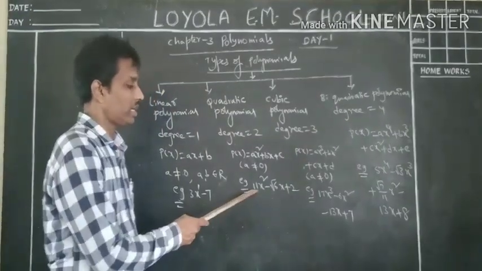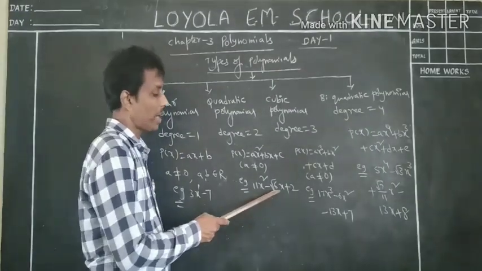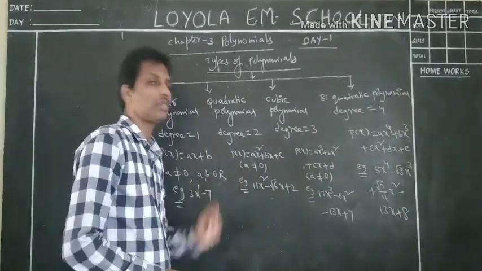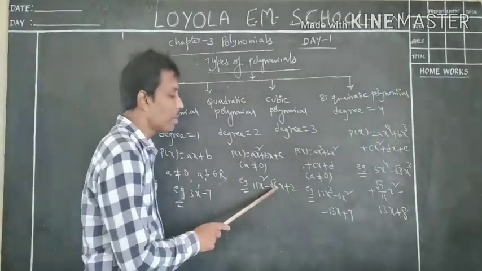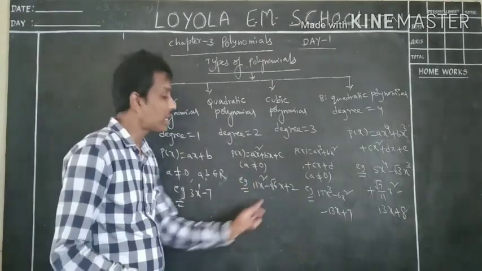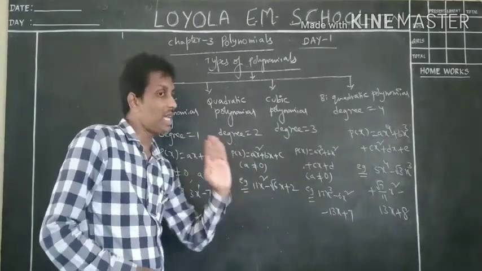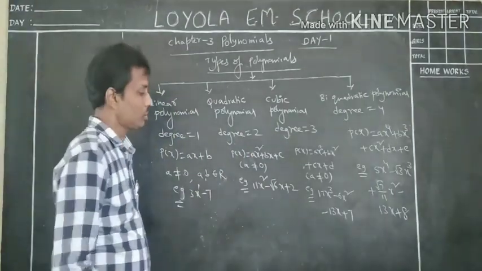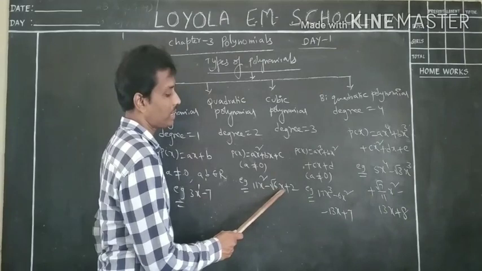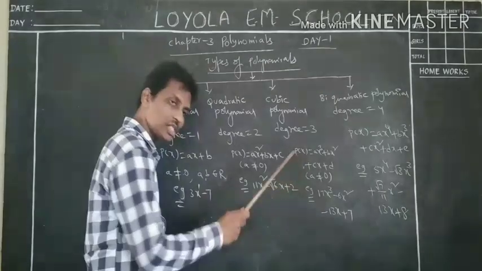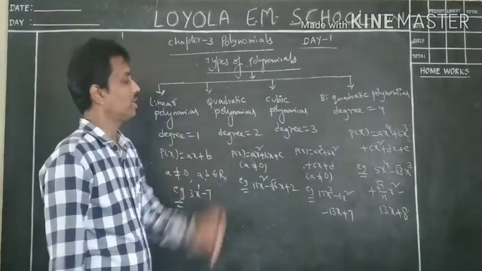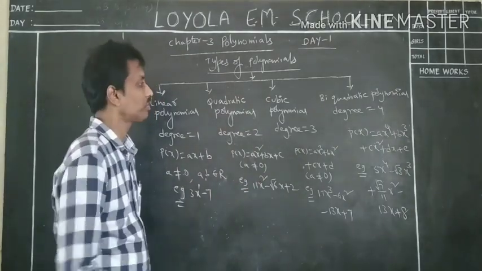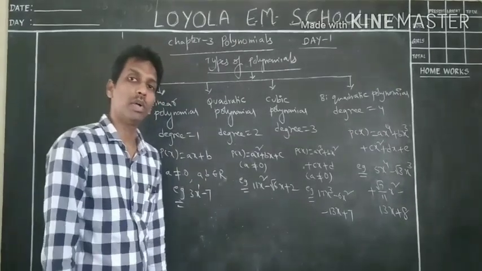Example, 11x square minus root 6x plus 2. Here you observe carefully. The root symbol is given only for 6 but not for x. X lies outside the root symbol. So 11x square minus root 6x plus 2 is an example for a quadratic polynomial because the highest power is 2, degree is 2. Let us go through the cubic polynomial.